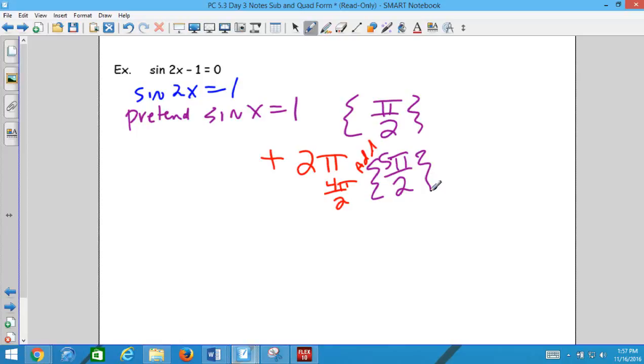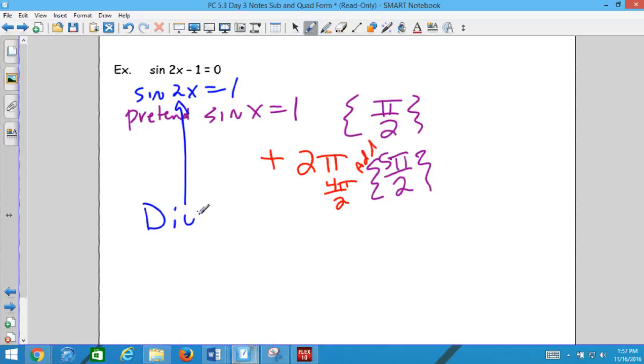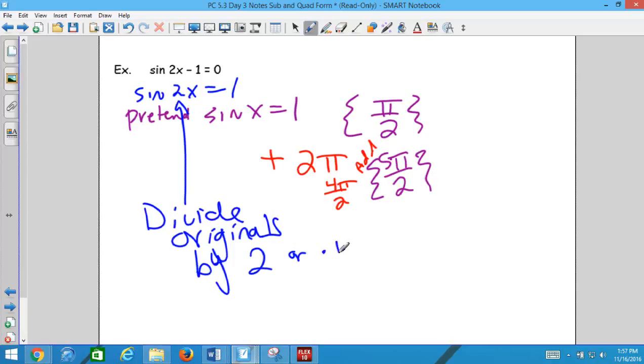So because it got squished in, we have to divide the originals by 2, or times by half. So if you take both of those and you divide by 2, or you multiply by half, we get pi over 4 and 5 pi over 4. Yes?